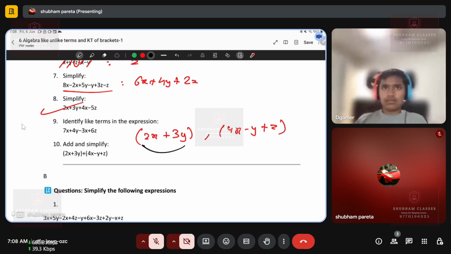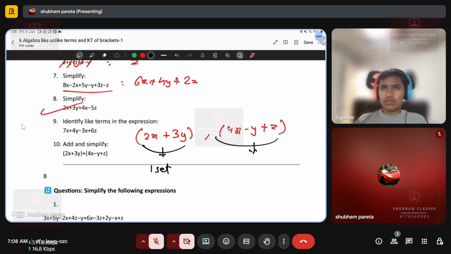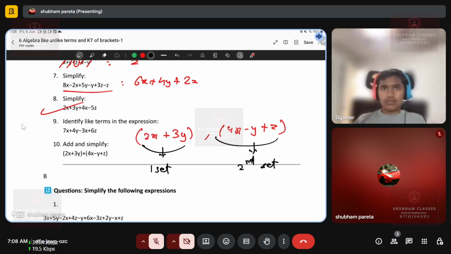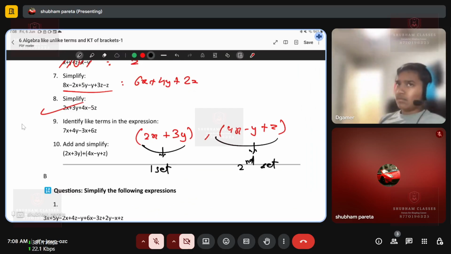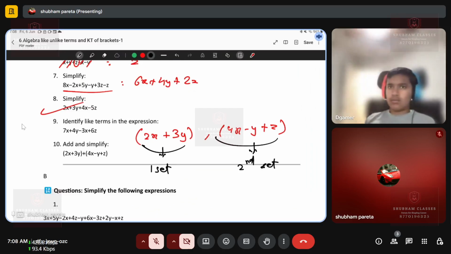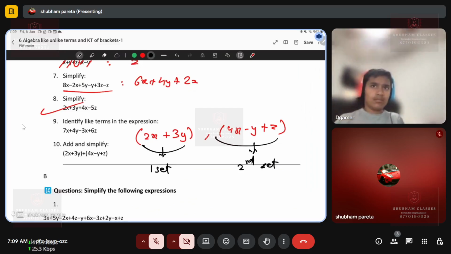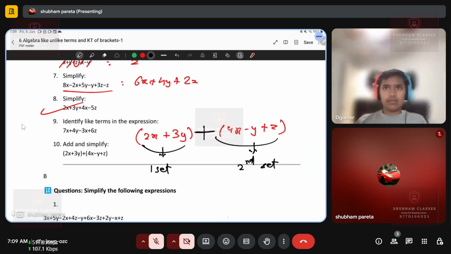comma 4x minus y plus z is the next bunch. So this is one set of expression. This is the second set of expression, isn't it? This is the first set and this is the second set. Now in the first set and in the second set, what you need to do, they are saying add. That means you need to add both of them.